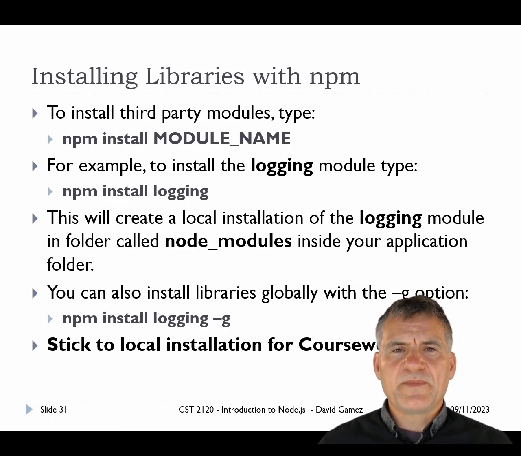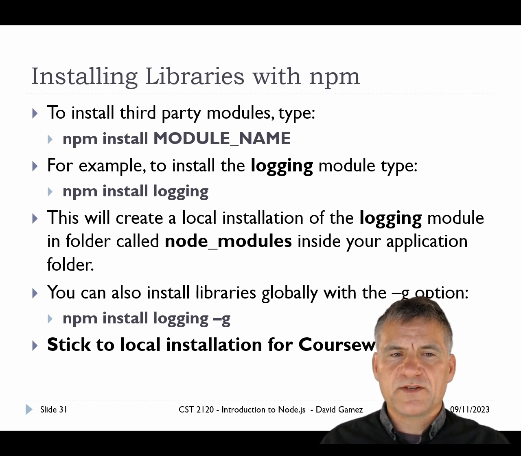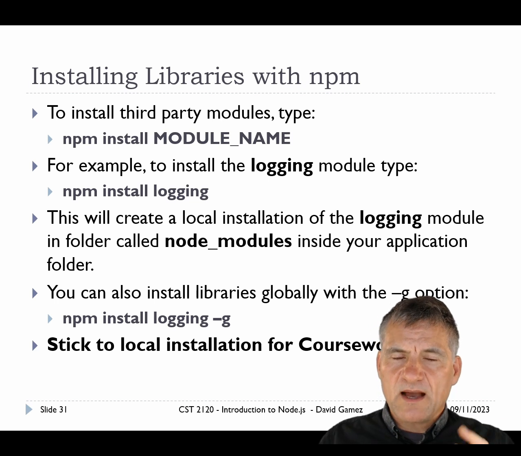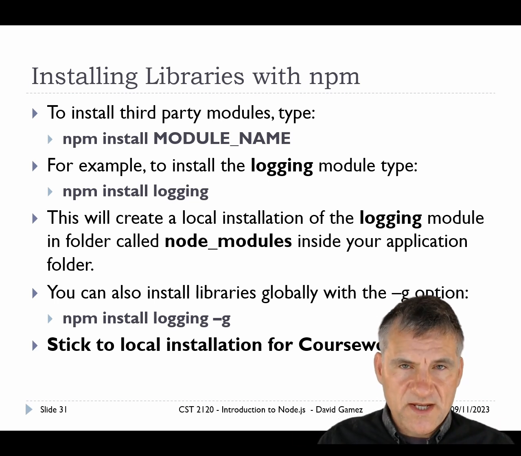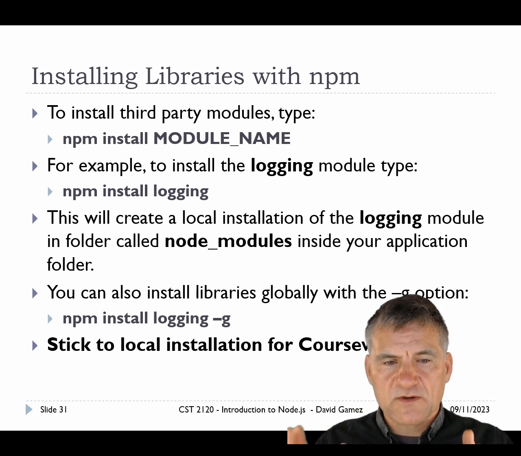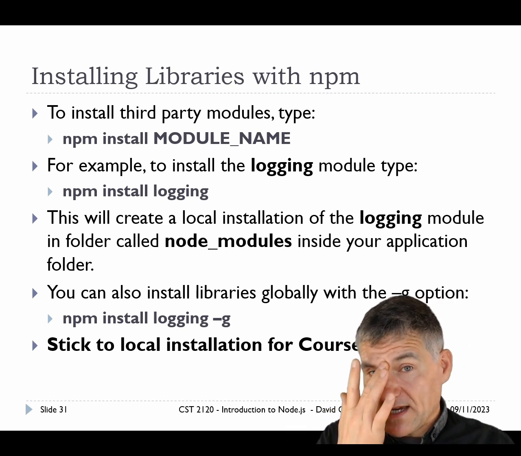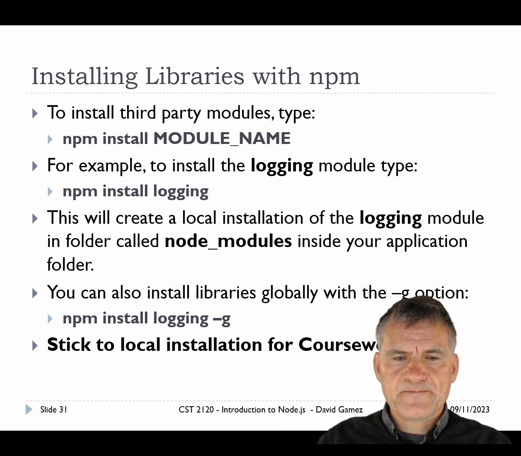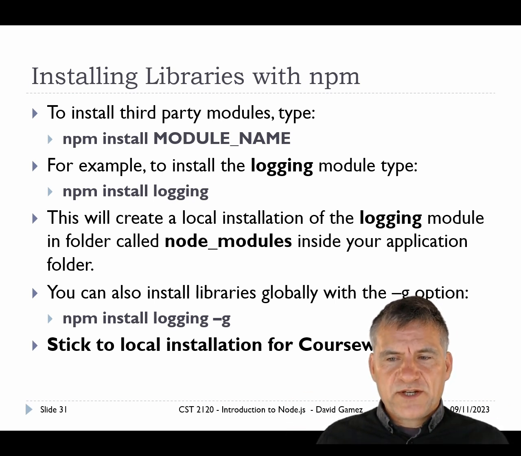Installing third-party libraries is pretty easy. We just type npm install. There are some parameters we can use, but that's the basic usage, or npm i, I think it is, and then type the module name. So if I wanted to install a module called logging, I'm not going to demo that because I found it wasn't that useful, but then I'd type npm install logging, or if I want to install Express, it's npm install express. All the names are going to be lowercase. What this will do is create a local installation of the logging module.